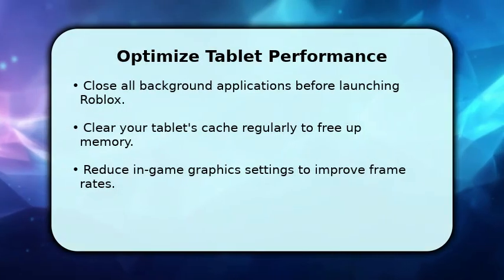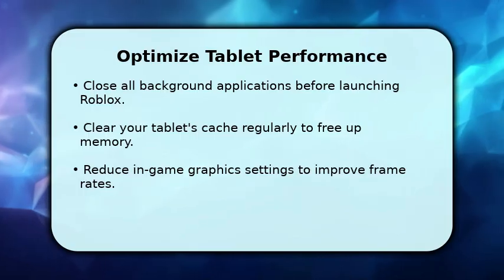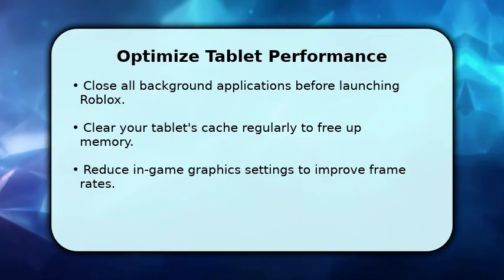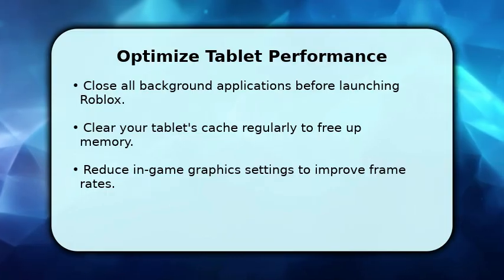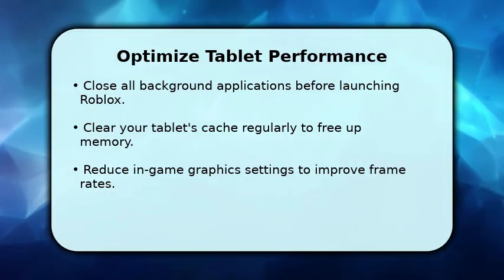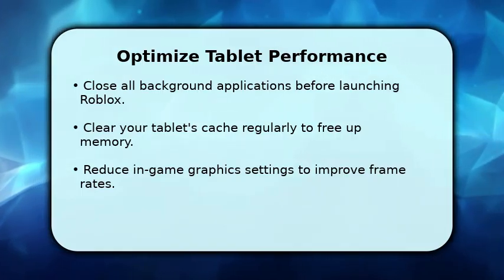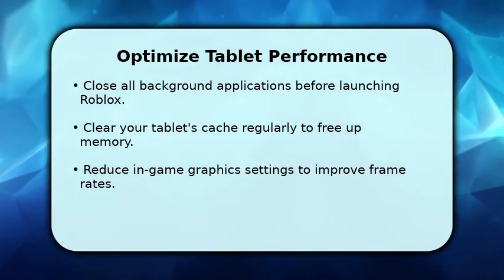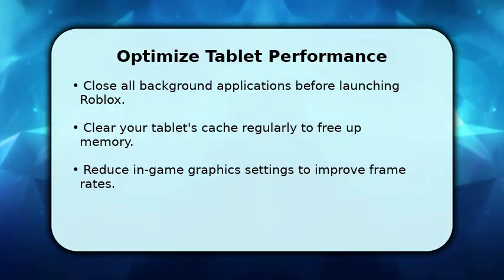To get the best performance from your older tablet, optimizing its settings is key. Before opening Roblox, close all other applications running in the background. Regularly clear your tablet's cache to free up valuable memory and processing power. Within Roblox, navigate to the settings and reduce the graphics quality to the lowest possible setting. This significantly improves frame rates and overall responsiveness, making gameplay much smoother on less powerful devices.